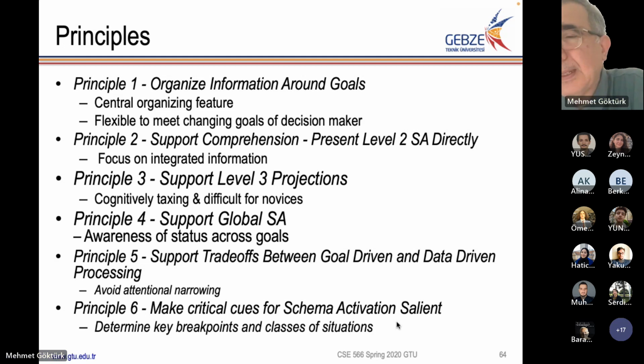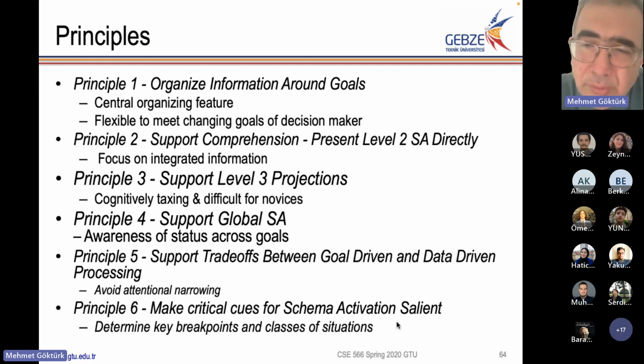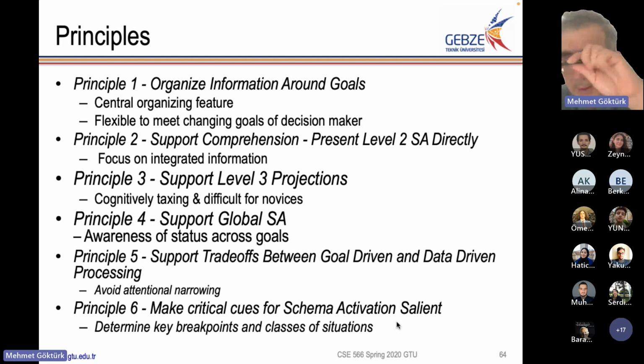So focusing on data too much or focusing on the goal too much must be balanced, such as avoid attentional narrowing. Focusing on only one thing like this and losing the big chunk of data on the other place is not good.